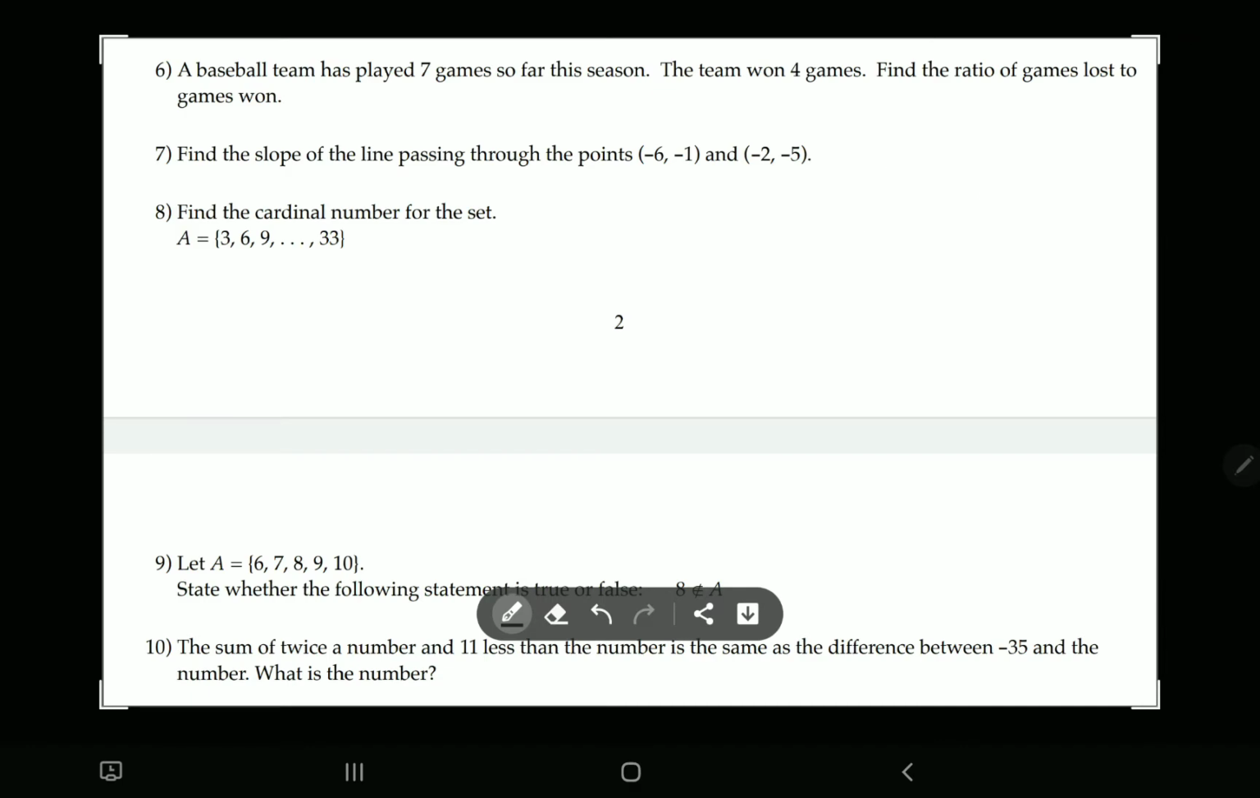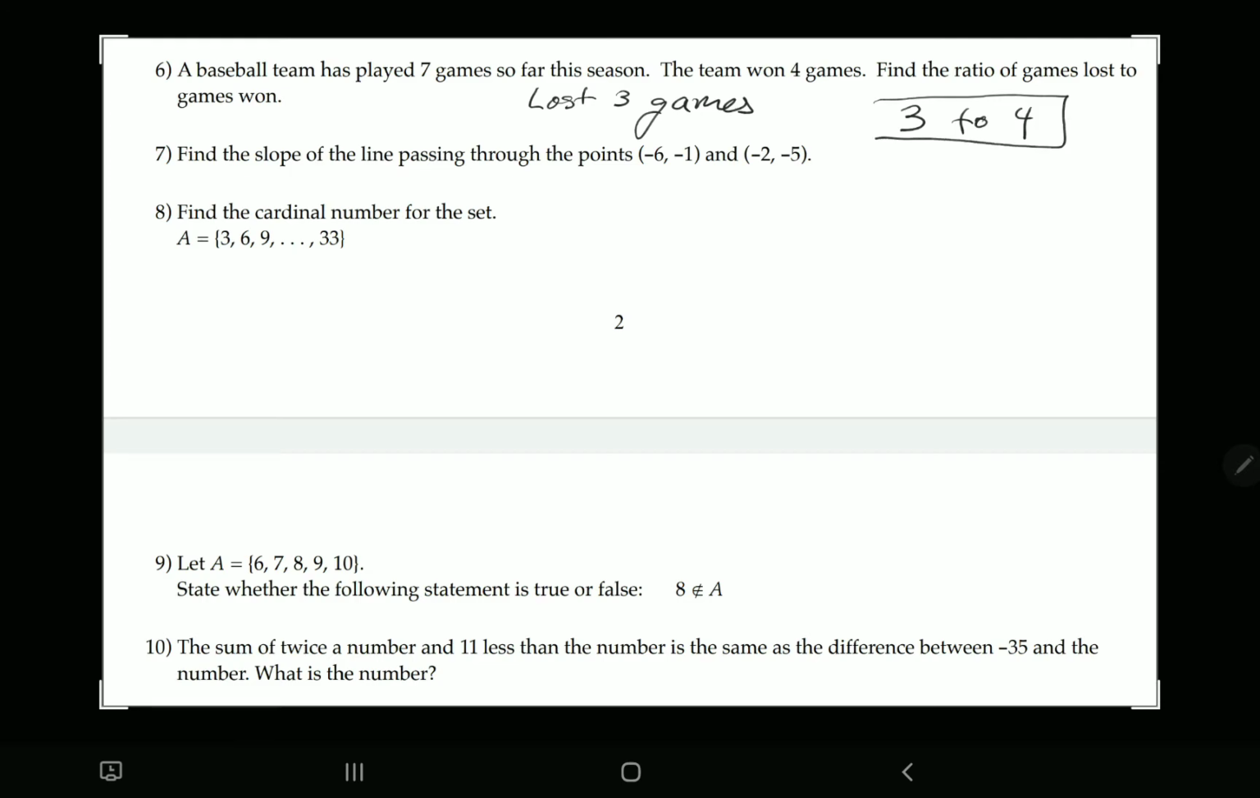Okay, so 7 games. They won 4. That means they lost 3. If they play 7 games, they won 4. 7 minus 4 is 3. Lost 3 games. So when I want to write the ratio of games lost to games won, that's going to be the ratio of 3 games lost to 4 games won.